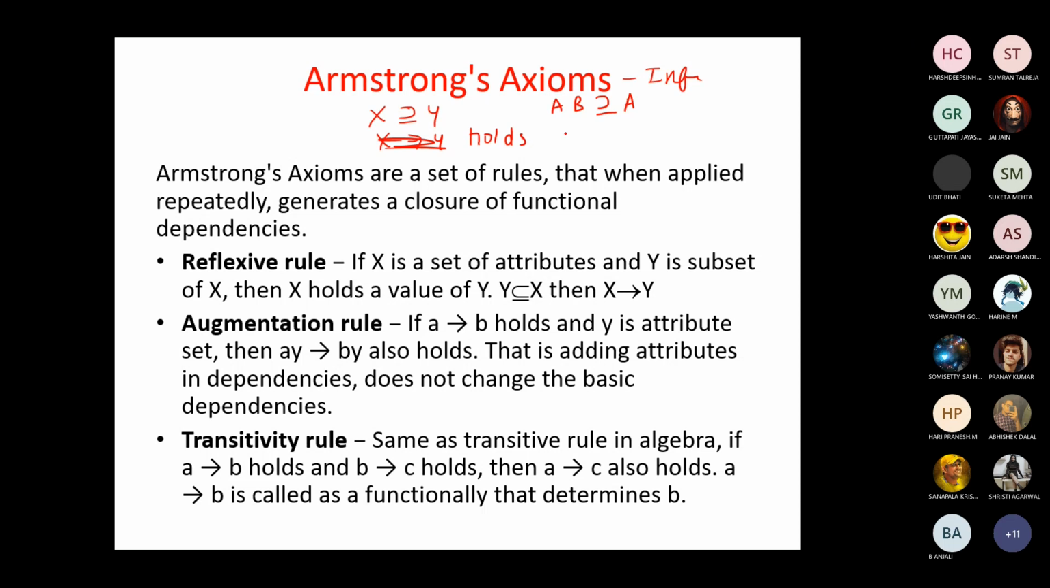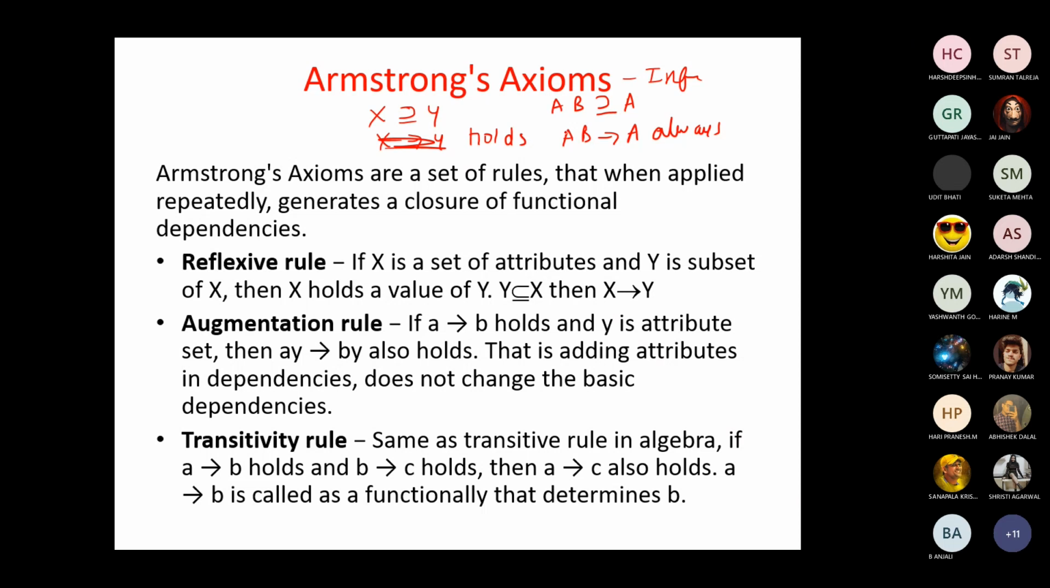You can say that AB tends to A. You can directly say AB tends to A. This will always hold because this is a trivial functional dependency. This is also referred to as the reflexive rule. If X is a set of attributes and Y is a subset of X, then X holds the value of Y. It means AB tends to A, this functional dependency always holds. So this becomes your trivial functional dependency.